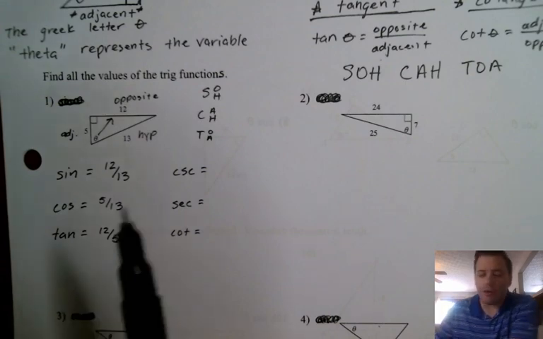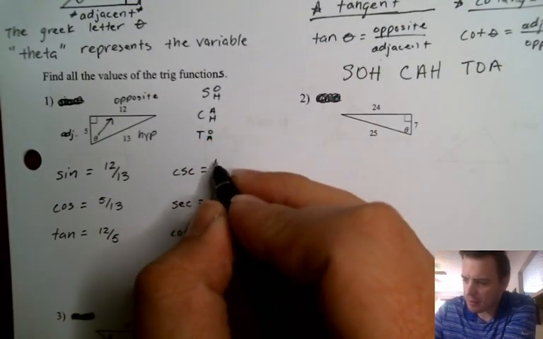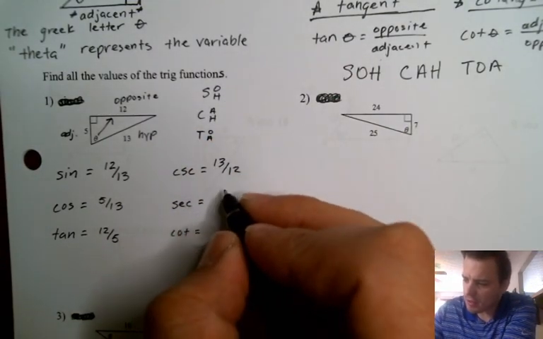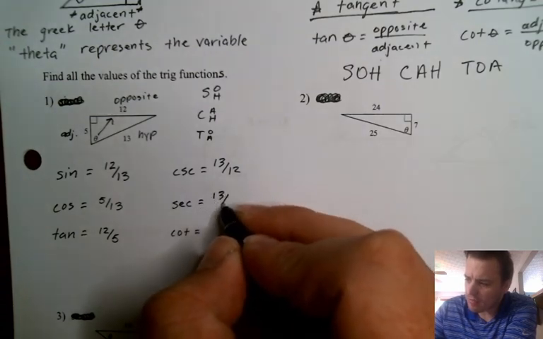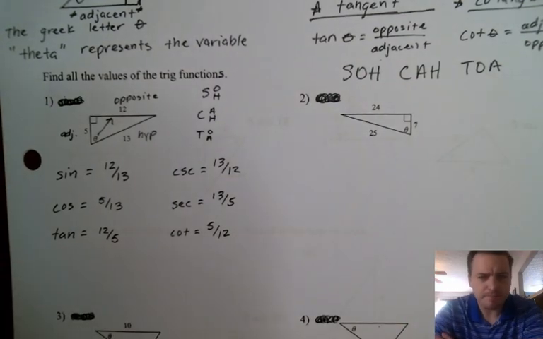Now, for the other 3, they're just the reciprocals. So once you find those, it's just flipping it. 13 over 12, 13 over 5, 5 over 12. Boom, we're done. Okay? That's what we're looking for there.